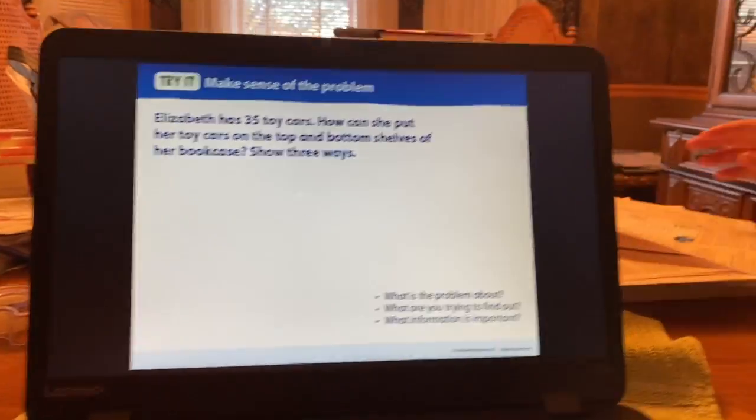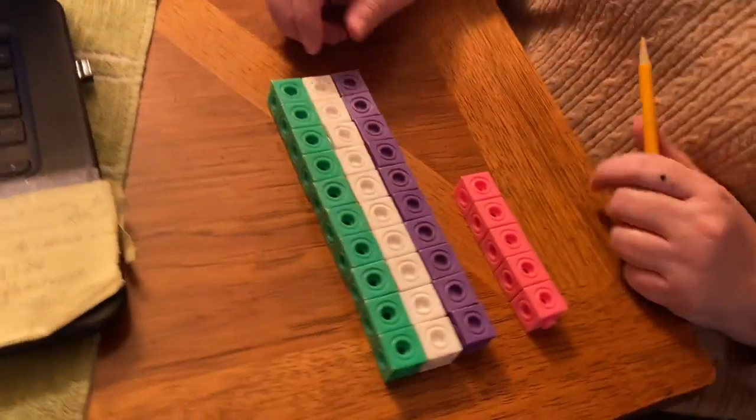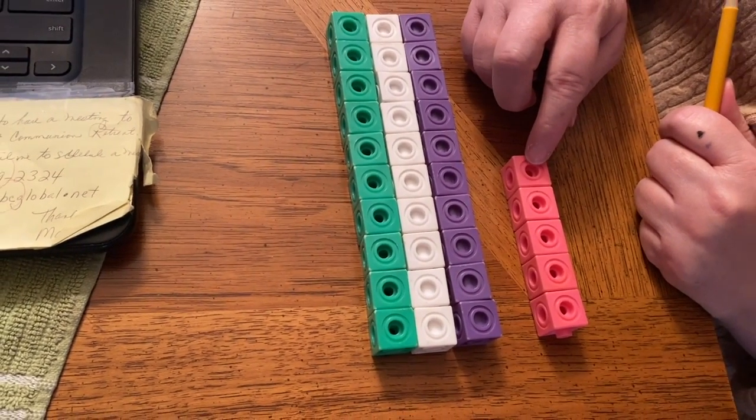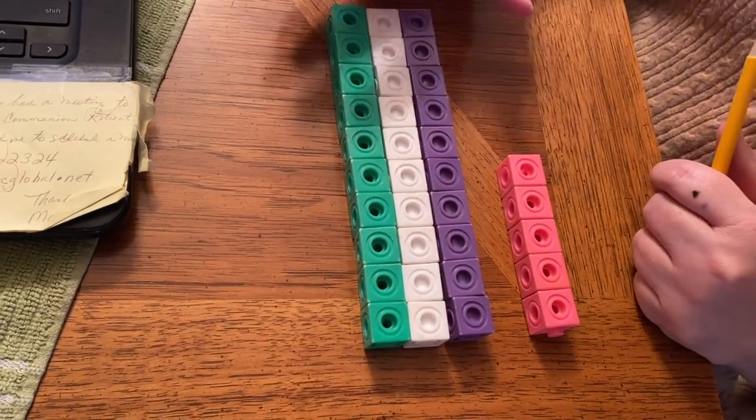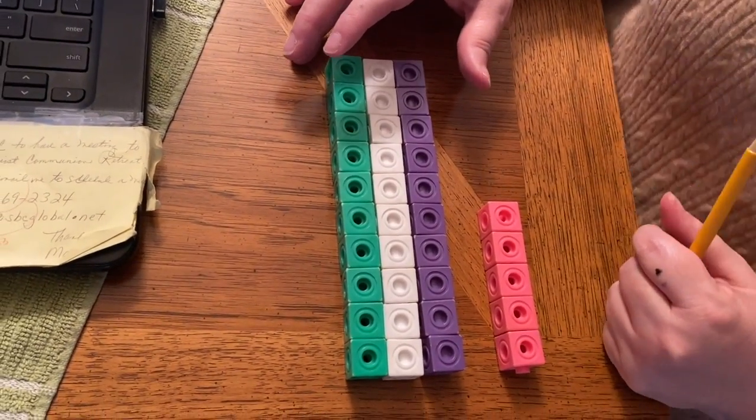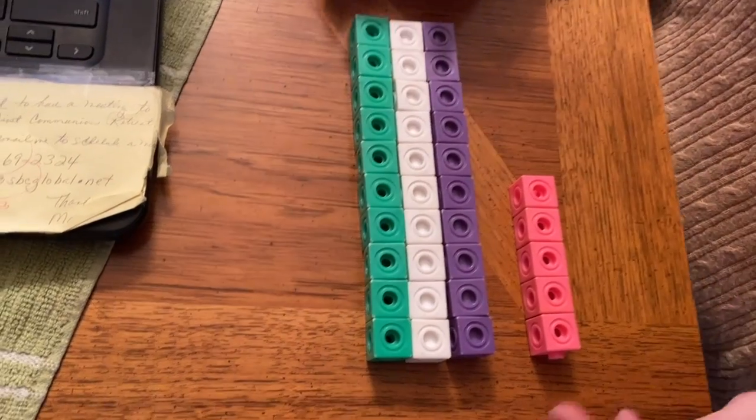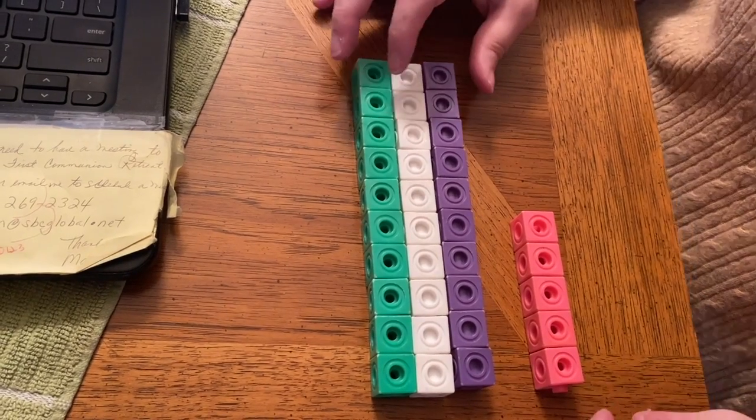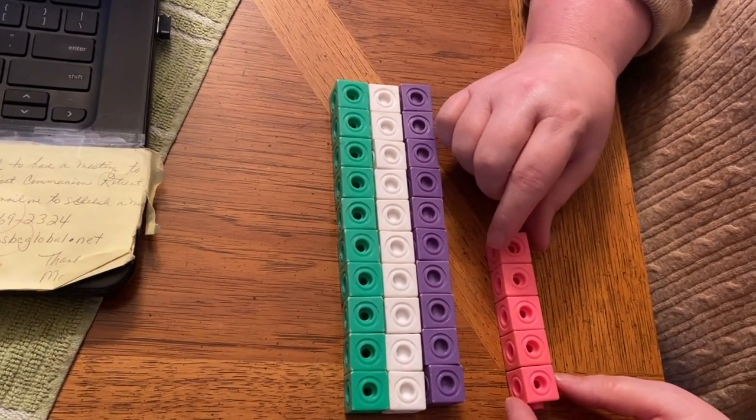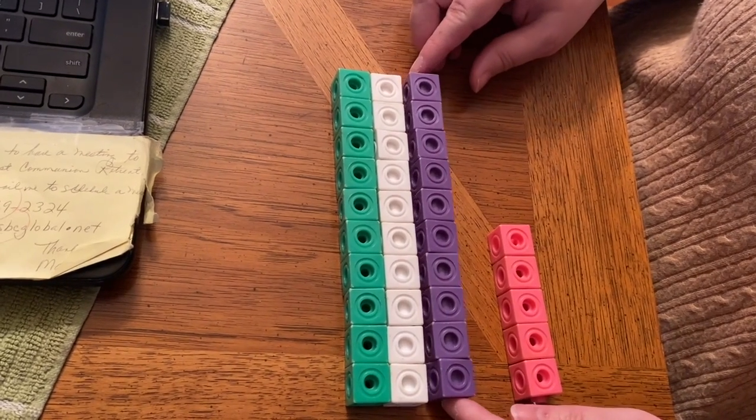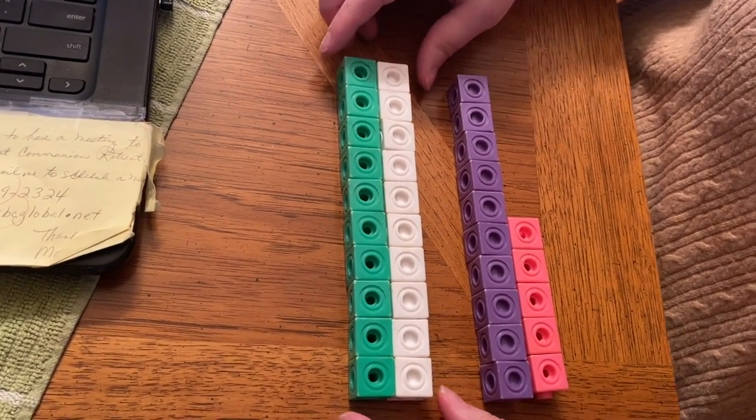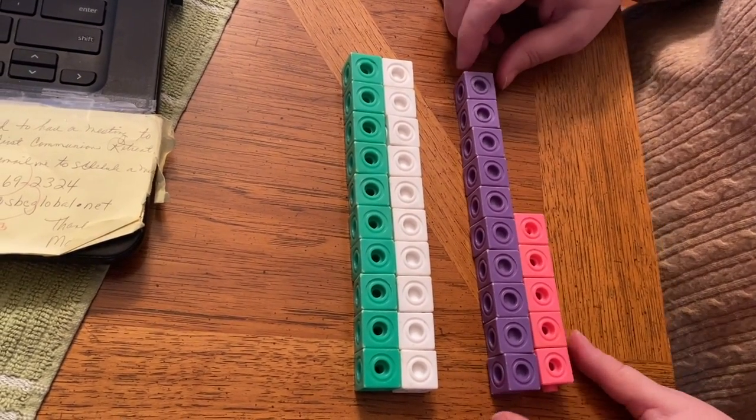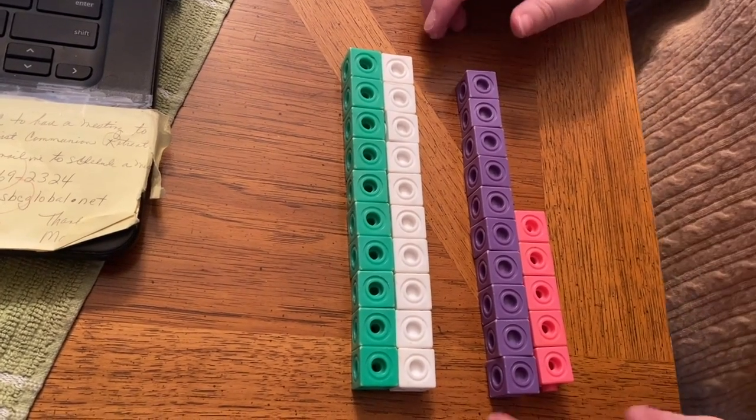So first off, I want you to look here. Here's 35, right? This is 10, 20, 30, and 30 plus 5 equals 35. So these are my linking cubes, and we're going to pretend they're 35 cars. So one way could be 30 could go on the top shelf and 5 could go on the bottom. That would be one way. Or I could move a row of cars over. 20 could go on the top shelf, and 10 plus 5 is 15. 15 could go on the bottom shelf, correct?